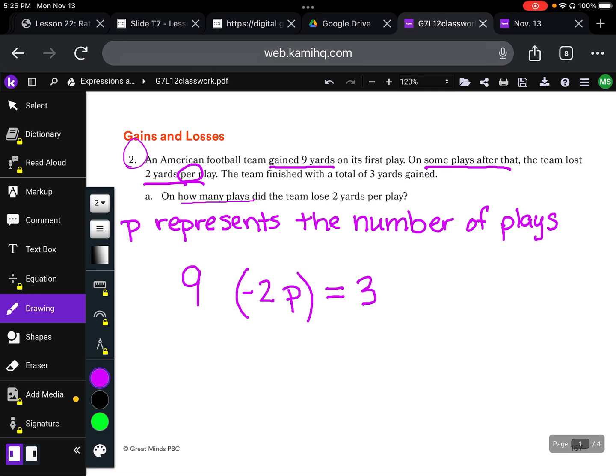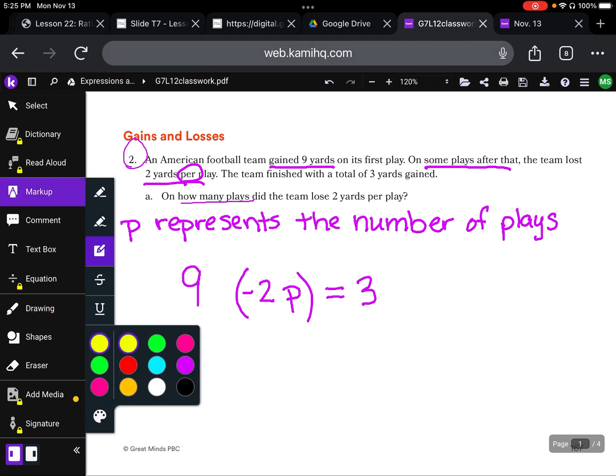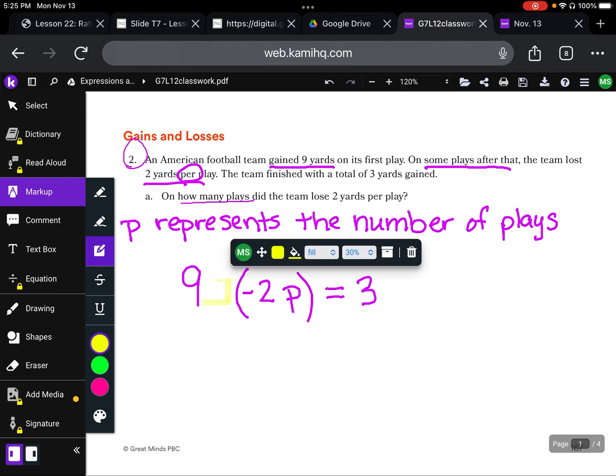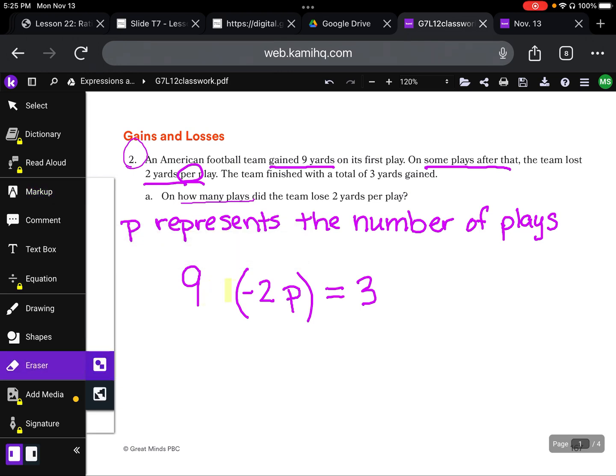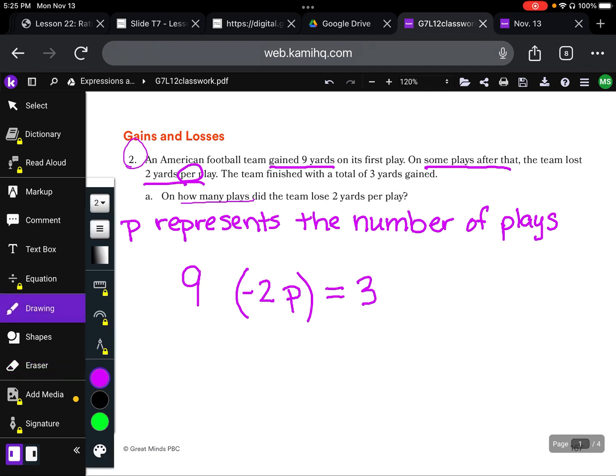Now we have to think what's happening here. It's hard because I can't point. What's happening in this little section in between the 9 and the negative 2p? We need an operator there, right? Because we're not multiplying. We're not saying 9 times negative 2 times p. So what's happening here? They started with 9, and then whatever happened, we're going to add whatever this negative 2 times p is.